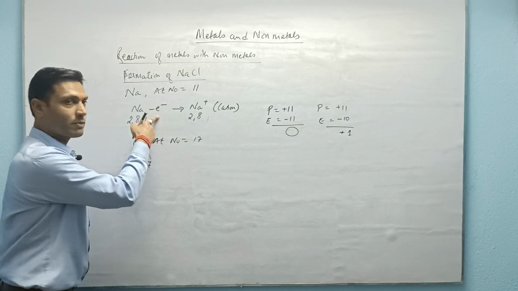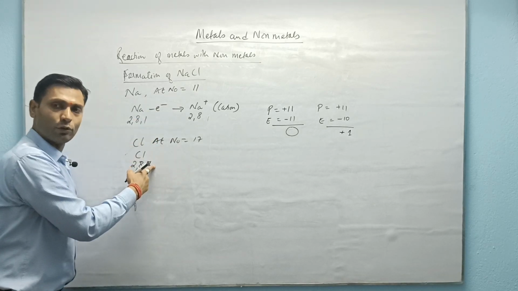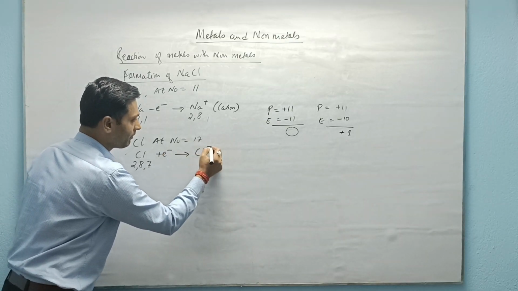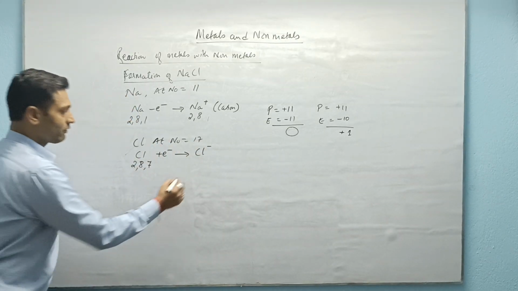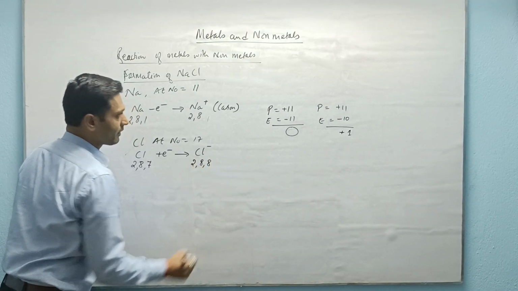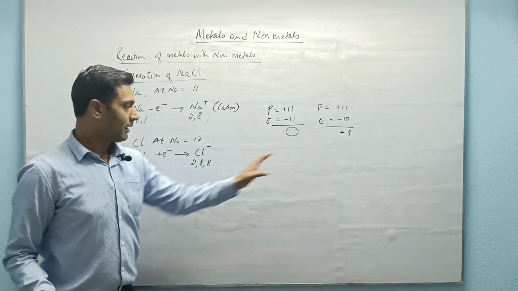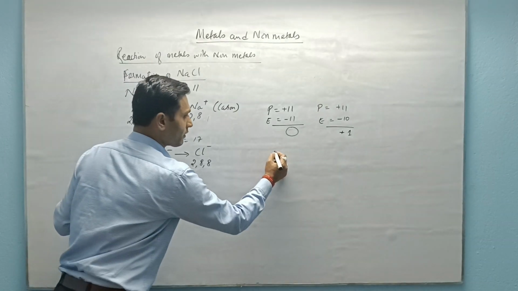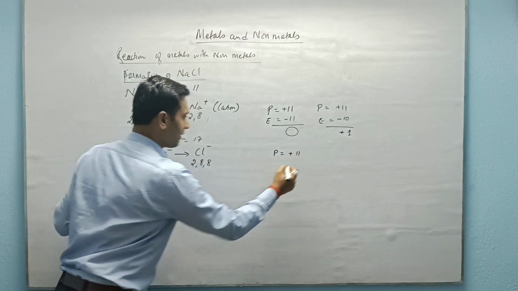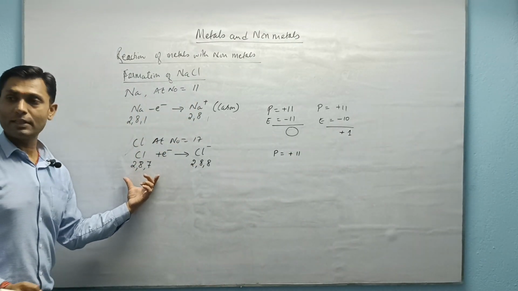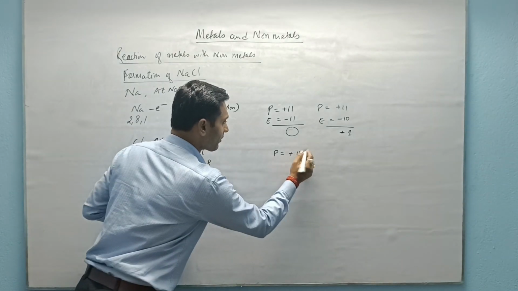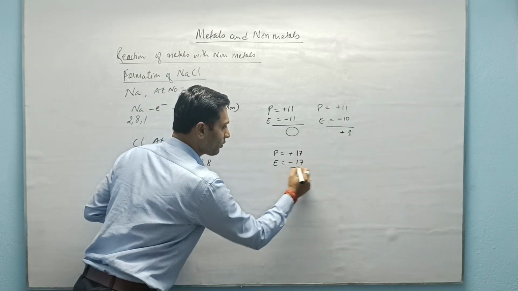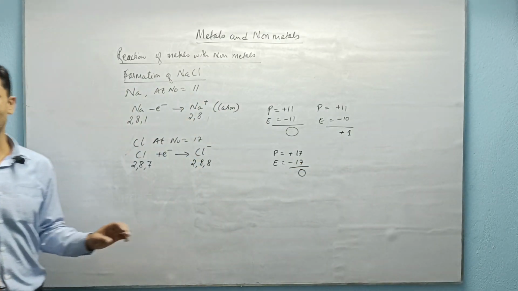So the electron which is lost by sodium will be taken by chlorine. Chlorine will take this electron and it will form Cl minus. This will be 2, 8, 8. Now let's try to understand this one. Before gaining the electron, how many protons does chlorine have? 17. And electrons? 17. Total charge is 0.